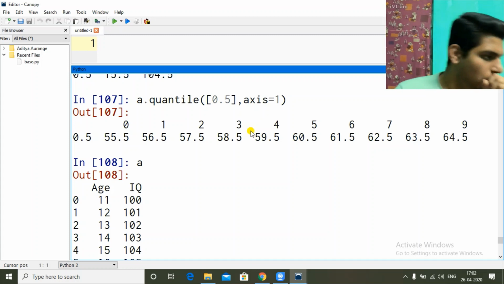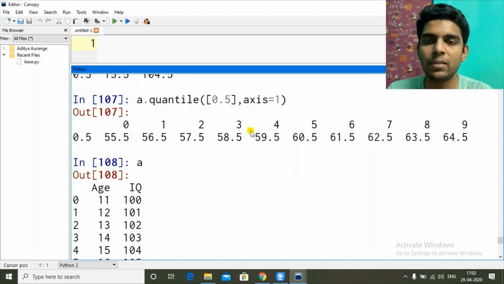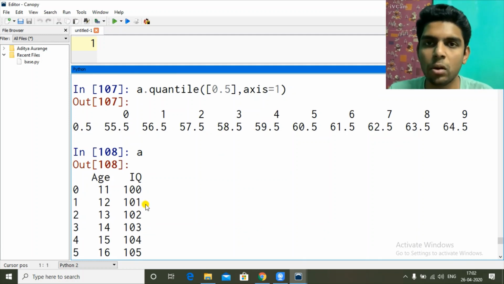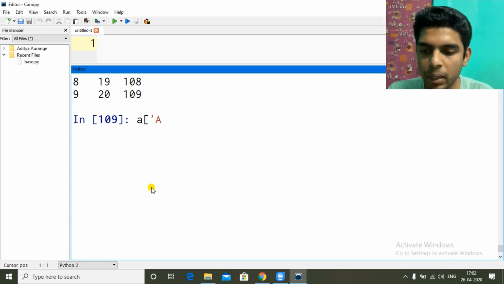But the logical way is to find it column wise, because in a column we will have similar values, and another column will refer to different values. So for age, I want the quantile in age only; for IQ, the quantile in IQ only. How can we do that? How can we select a particular column like this, then apply the function?